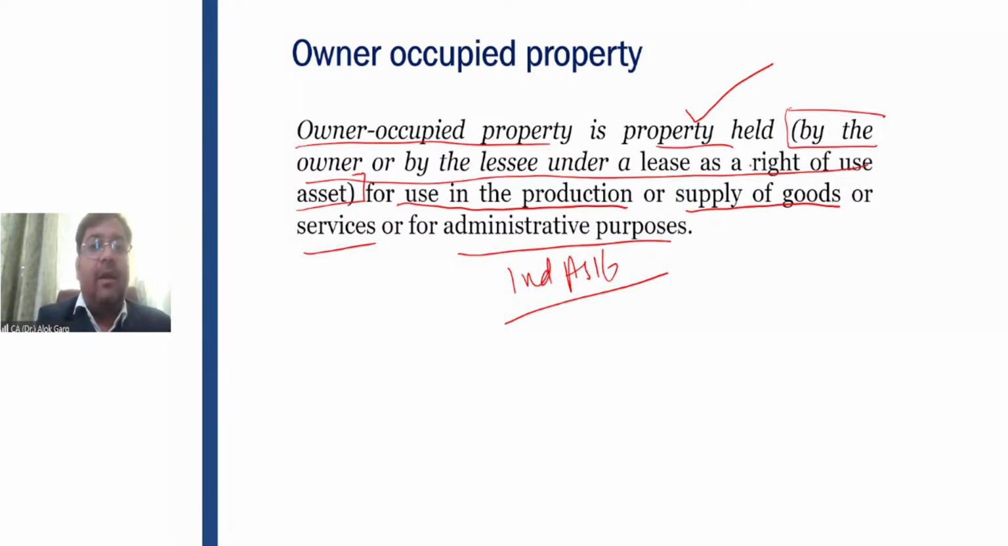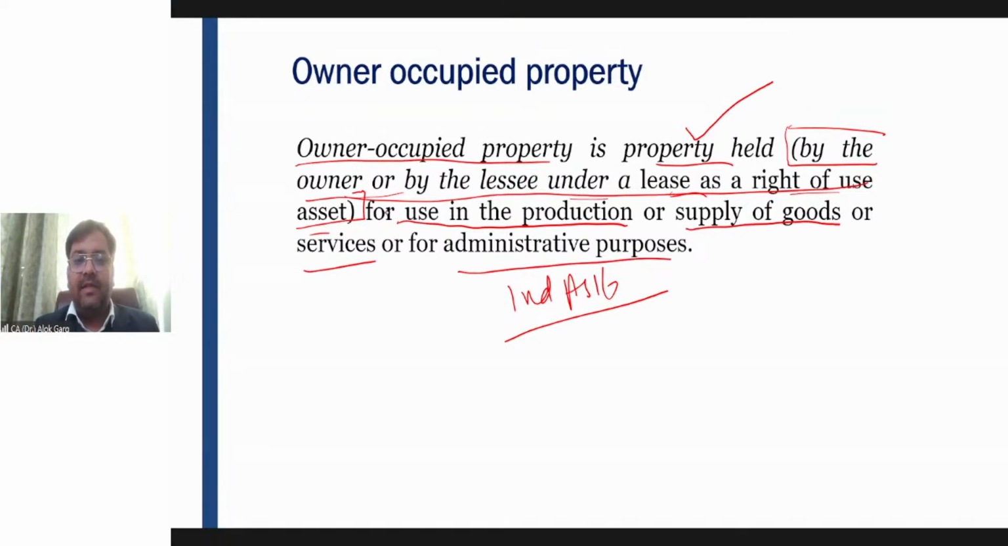Owner occupied property can be held by the owner or by the lessee under a lease as a right of use asset. If there is an owner, and the owner is using that property for the business purposes, it is your PPE. Or the lessee who has taken this property on a lease basis and is using that property for the business purposes, that right of use asset will not be investment property. That right of use asset will be PPE, right? If I am a lessee, I have created a right of use asset. If I am subleasing that property, that right of use asset will be investment property. If I'm using that property for my business purposes, that right of use asset will be PPE, right? Is it clear?